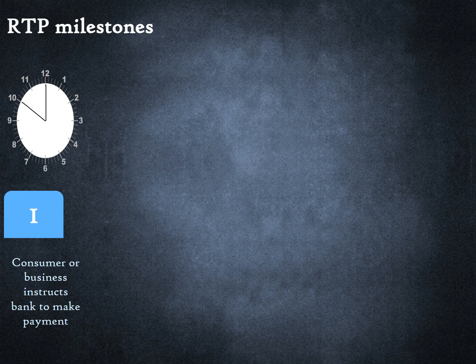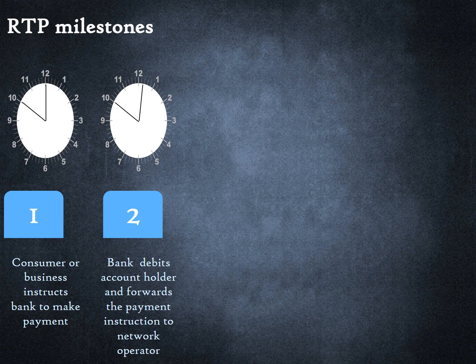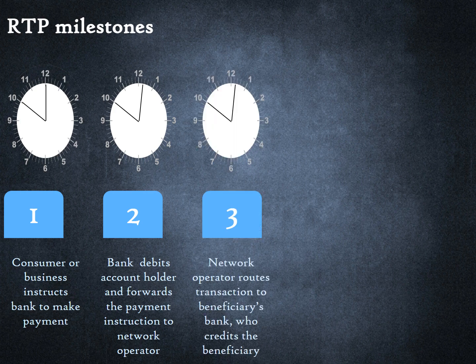Unlike in ACH systems, where banks bulk up transactions into batches, in RTP, banks immediately debit the payer and send the transactions received to the network operator. The network operator, in turn, sends the payment messages to the various beneficiary banks, who in turn credit the beneficiary. Milestones 1, 2 and 3 occur within minutes. But while the banks have debited and credited account holders, the funds transfer between banks hasn't occurred.